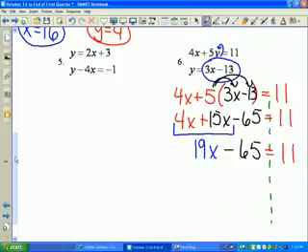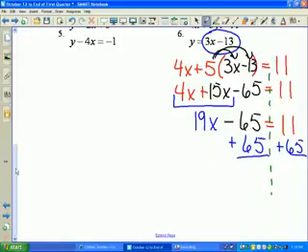So now, we want to get x all by itself. We got them all on one side, now we need to get it all by itself. So the next thing that I would have to do is actually add 65, because I need to move that 65 to the other side. So when I add that 65, negative 65 and plus 65 cancels out, leaving me with 19x equals, and what would equal? 11 plus 65 will give me a 76.